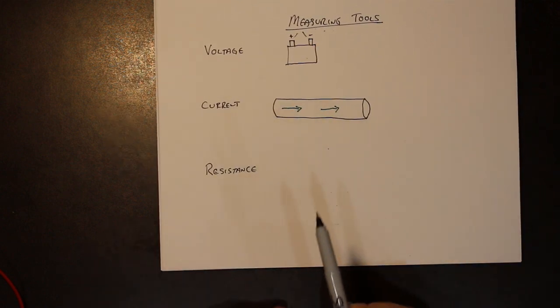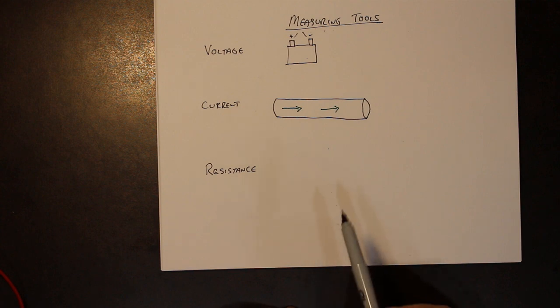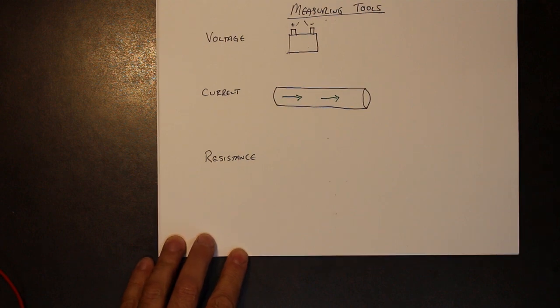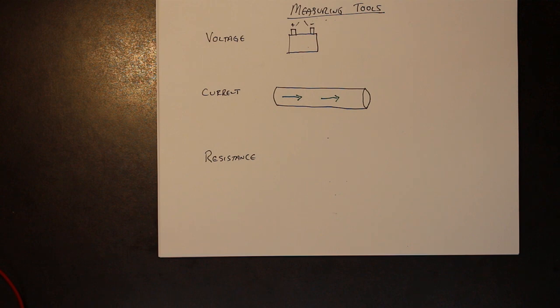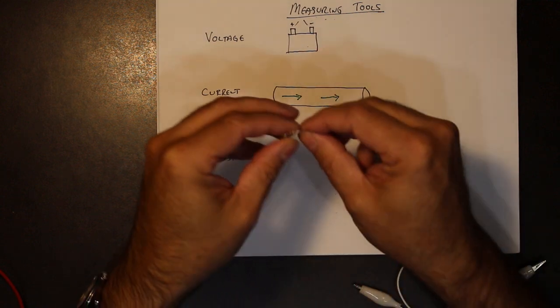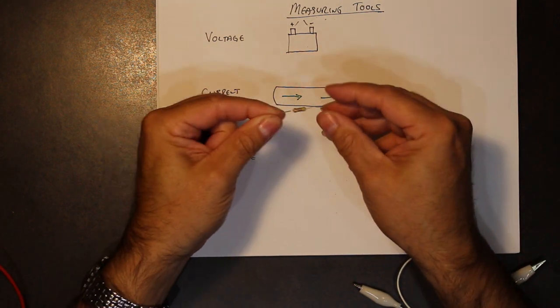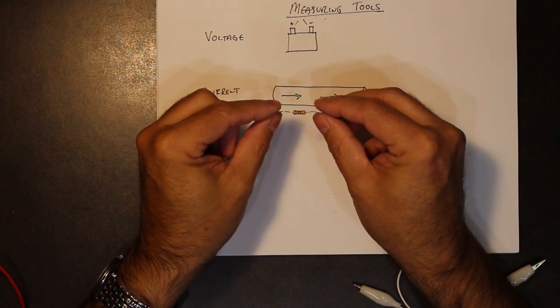Resistance, remember, is the opposition to current flow. So it restricts or reduces or controls current flow. So what I'm going to do is really quick, I'm going to set up for you a little circuit, and we will measure current in a resistance. So here is a resistor. These are the ones that you have in your kit.